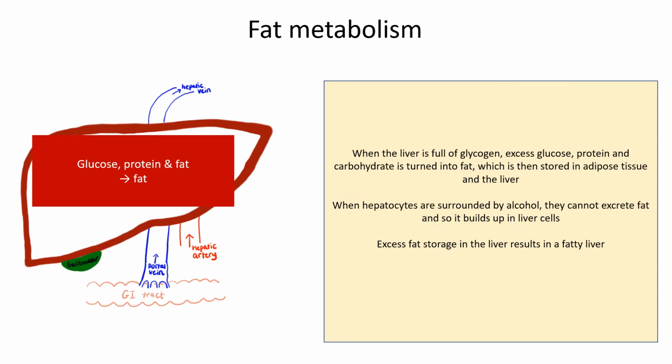When the liver is full of glycogen, excess glucose, protein and carbohydrate is turned into fat, which is then stored in adipose tissue and the liver. When hepatocytes are surrounded by alcohol, they can't excrete fat, so it builds up in liver cells. Excess fat storage in the liver results in a fatty liver.